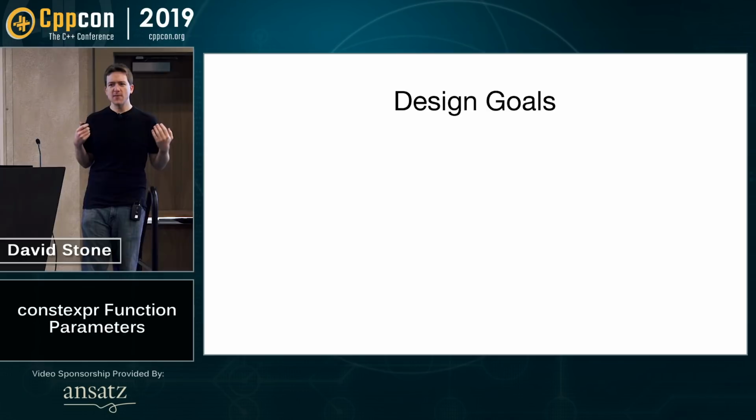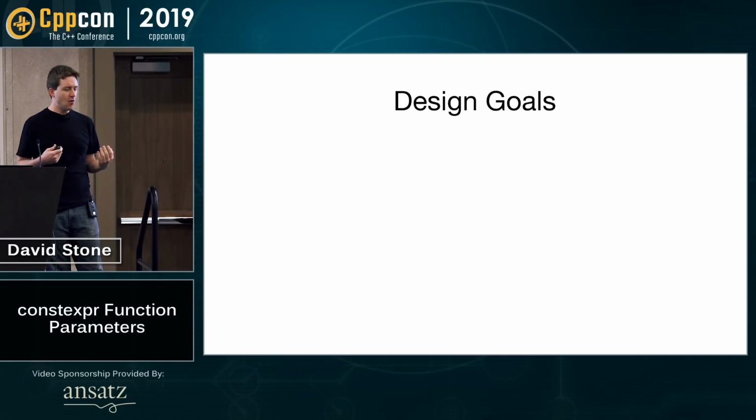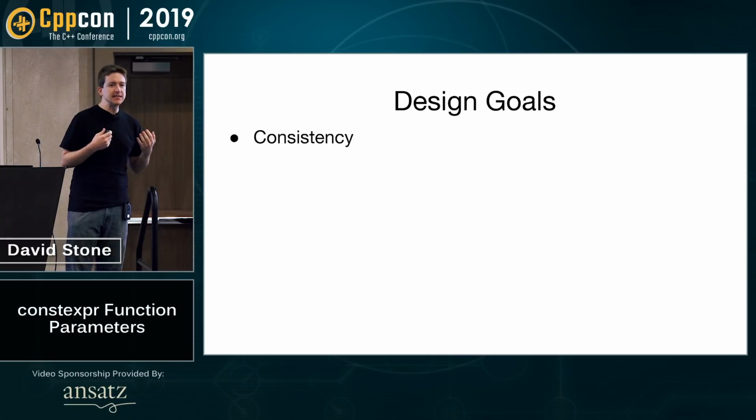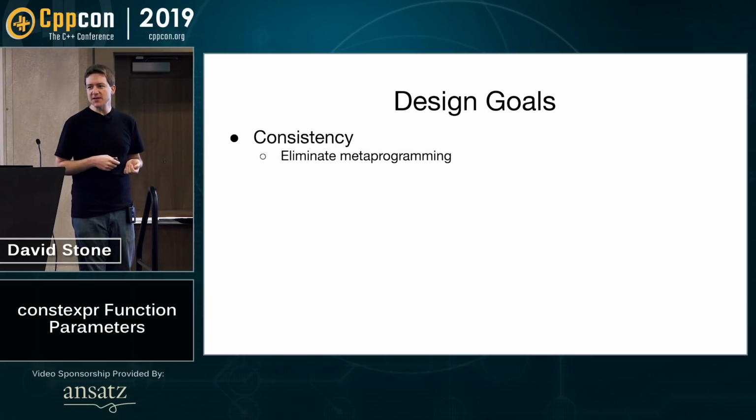So I want to talk a bit more about the design goals of this proposal. Why am I trying to solve the problems in this way? What are the things I'm trying to solve at a high level? First of all, consistency. The title of this presentation is Eliminating Metaprogramming from C++.